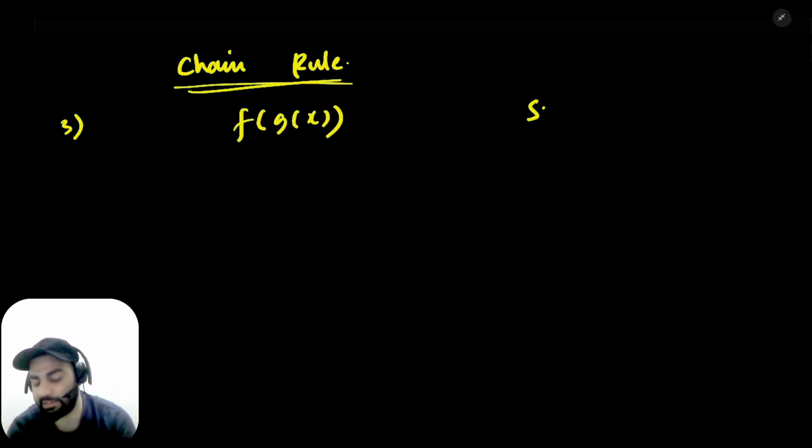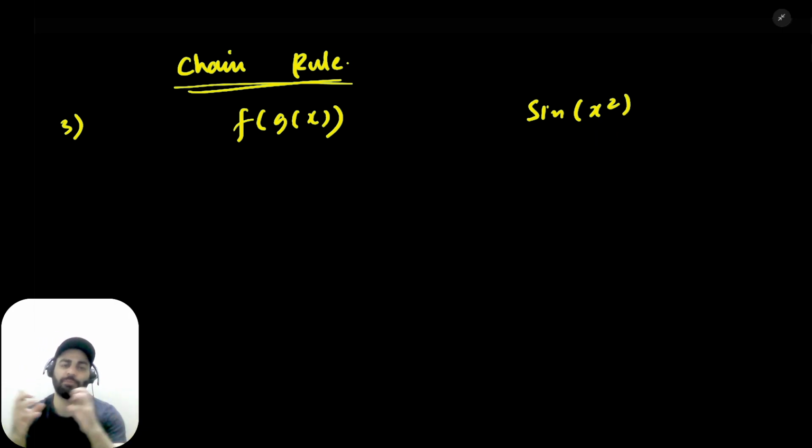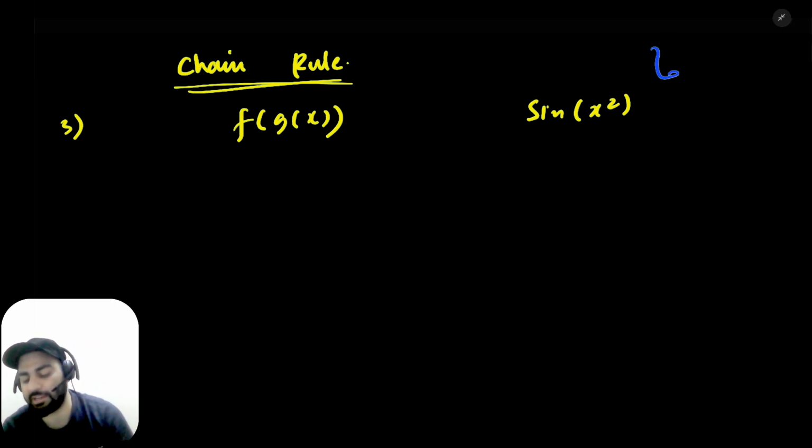So here the third case was if we have a composition of functions. If we have something like f of g of x, like we had sine of x square. So x square itself is a function and sine x is a function. So we compose them together. So there we'll use the chain rule. I told you this is the backbone of back propagation. There's an algorithm, back propagation, which you will learn in deep learning. At that time you must have an understanding of how this chain rule works.